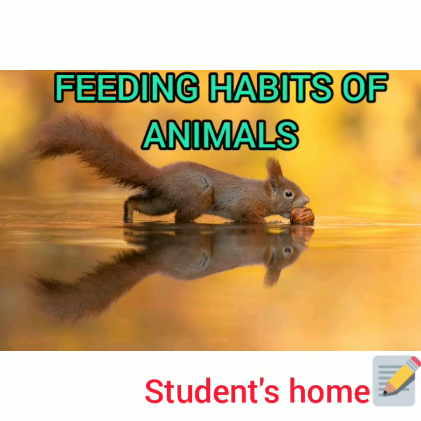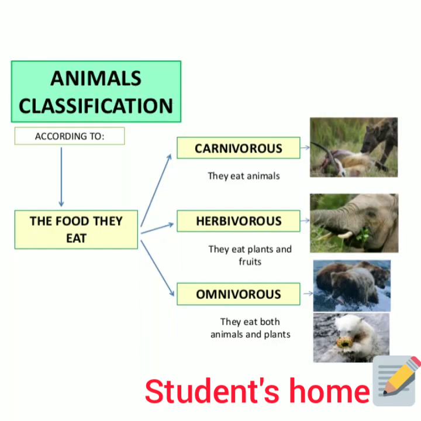So class, today we are going to learn about the different kinds of feeding habits that are followed by different kinds of animals in our environment. As you have seen, different organisms have different kinds of food. For example, if we see a dog, it eats a different kind of food, and if we see a buffalo, then you can see that the buffalo eats a different kind of food.